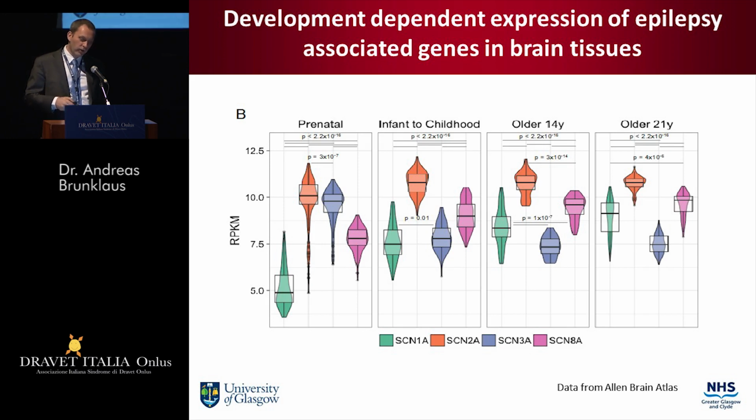If you look here, in the first box, this is prenatal, then infant to childhood, older than 14 years and older than 21 years. And if you focus, for example, on SCN2A in orange, we know that even prenatally, this is expressed early on. And this is fascinating. There's a recent case of an SCN2A variant, a child presenting in utero. So this is very early presentation and expression, and it remains expressed throughout. If we then look at SCN1A, it's not expressed early on. However, its expression then rises.